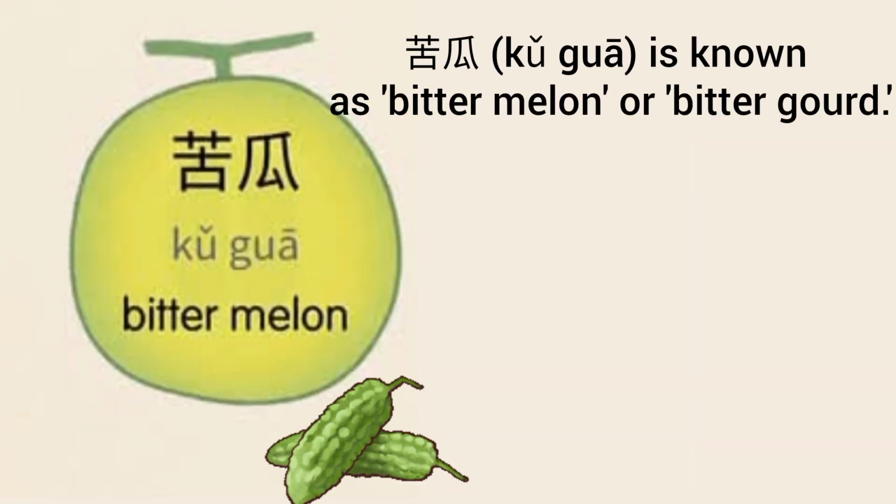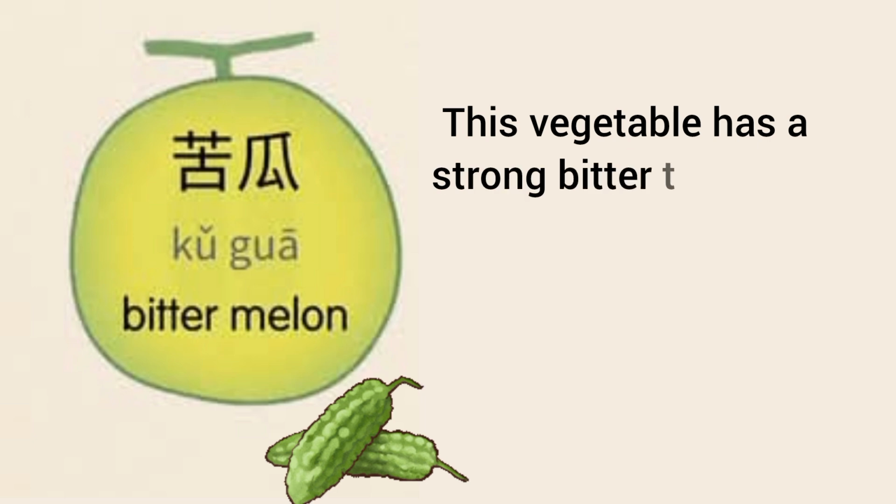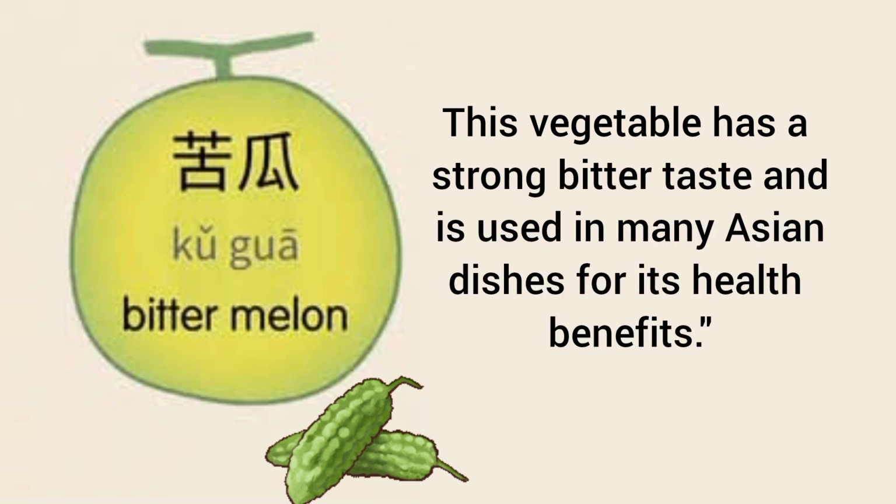Next vocabulary that we have is bitter melon, or bitter gourd, which in Chinese is pronounced 苦瓜. This vegetable has a strong bitter taste and is used in many Asian dishes for its health benefits. Hope you find it easy and learn it soon. Let's explain it in detail.